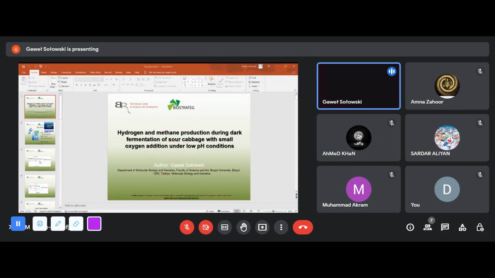Here is the second case, comparing the concentration. So in the case of 10 grams, we see some effect of oxygen that also works, but our efficiency of hydrogen per gram of substrate is not much higher. If we want to produce methane, not hydrogen, the situation is reversed. So we prefer more digested sour cabbage.